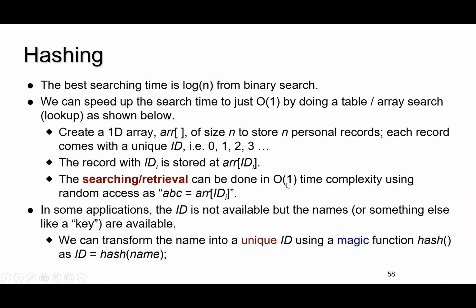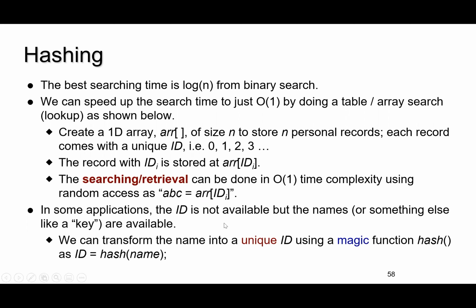So you can see that if this can happen, the searching time is actually order of 1. You don't depend on data size at all, because you just go to a particular location to search for it only. Even with binary search, you still have to go through the array, right? But with this one, you don't have to. After you know what the ID is, just go to the position. That's it.